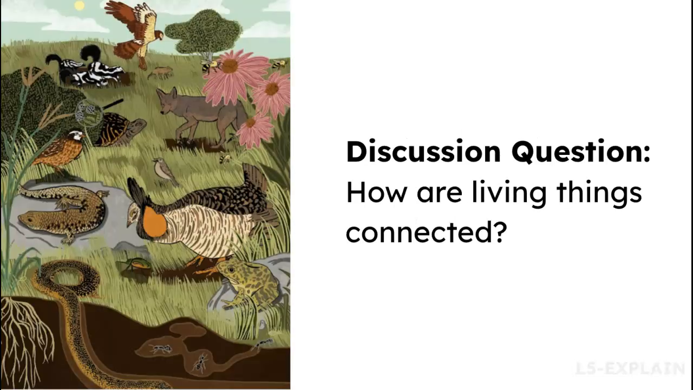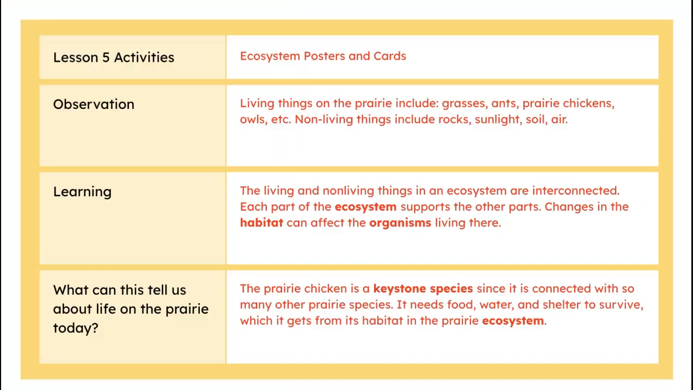For the Explain portion, you'll bring the class together and lead a discussion about students' observations from the ecosystem posters and cards. You'll use the provided questions to guide your discussion around the question, how are living things connected? The goal of this class discussion is to identify how organisms interact with each other and the non-living things in their ecosystem, and to describe how living things get what they need from their ecosystem. You'll use the discussion to create the Lesson 5 summary chart.